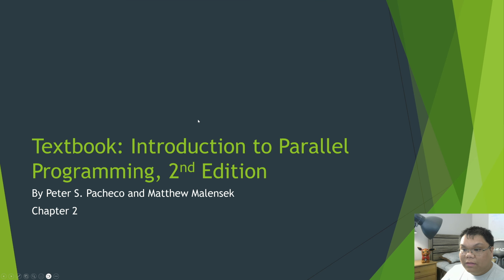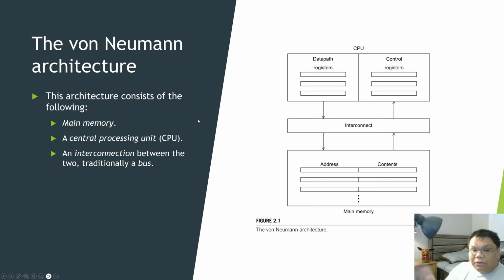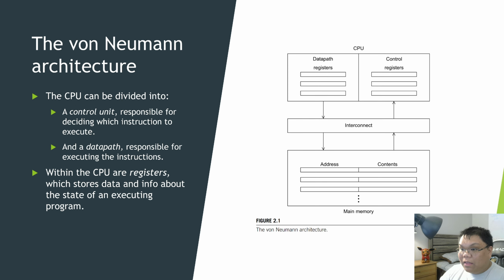Swap. There we go. So, this is just a review of architecture. You're probably familiar with the von Neumann architecture. This is an architecture that consists of the main memory, a CPU, and an interconnect between the memory and the CPU. This is typically in the form of something called a bus. A bus is just a data path. The CPU can be divided into a control unit that's responsible for deciding which instruction to execute, and a data path that's responsible for executing the instructions.